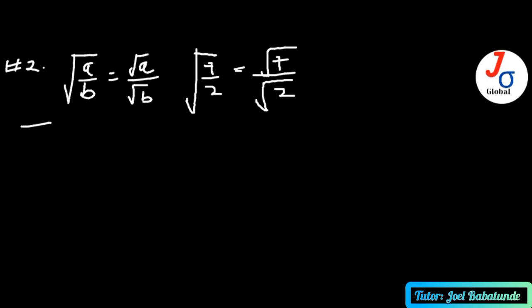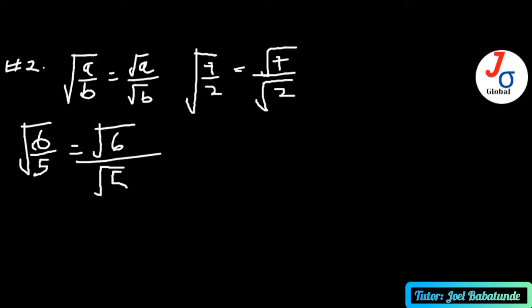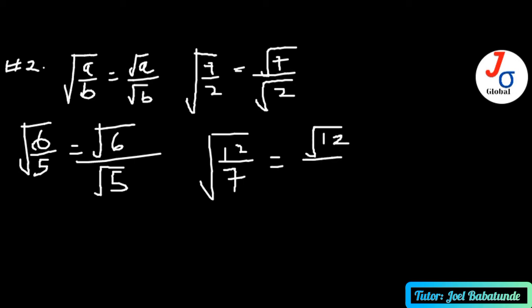Another example, root of 6 over 5. That has to be root 6 over root 5. And let me give you one example for you to guess the answer. Root of 12 over 7. What do you think that would be? Yeah, exactly. You have root 12 over root 7. So basically that's the second law.